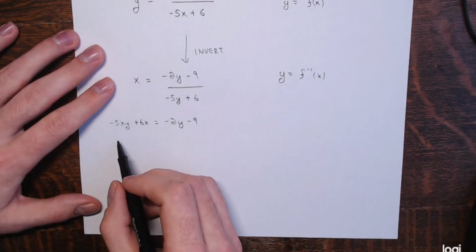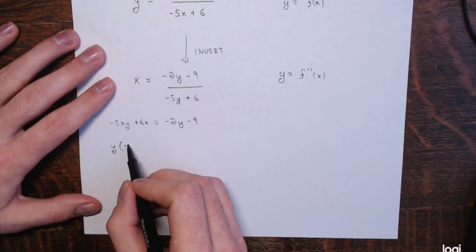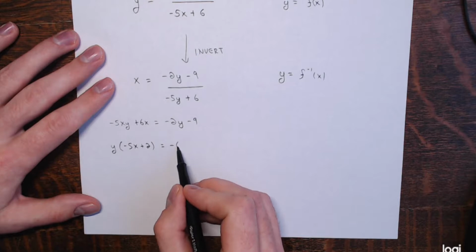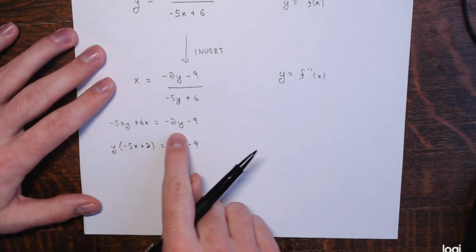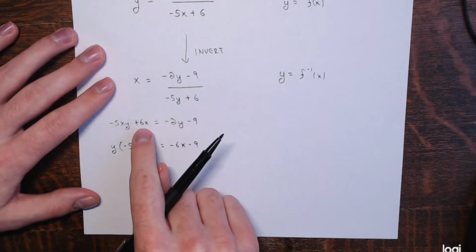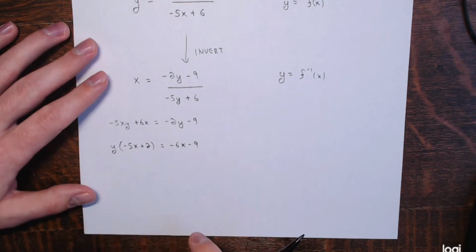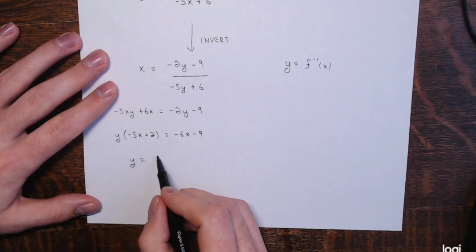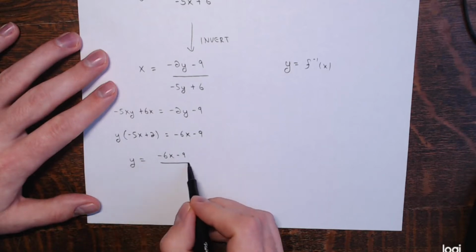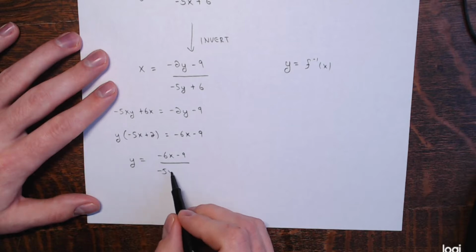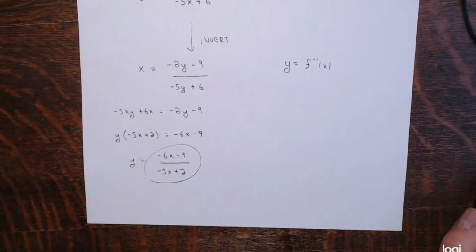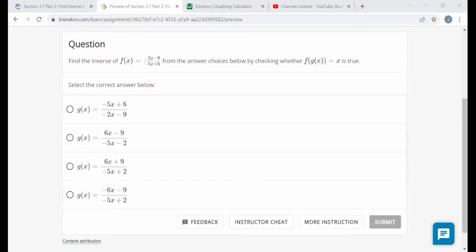Get all the y's to the same side, factor it out, and then get all the terms without y on the other side. So I'd subtract 6x, I'd add 2y and then factor a y out. So you have y times the quantity negative 5x plus 2, and then divide. So negative 6x minus 9 in the numerator, negative 5x plus 2 in the denominator, and this should be f inverse of x. And look back at the choices, see if any of those are equivalent, and this last one is.